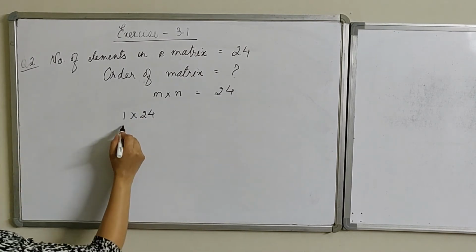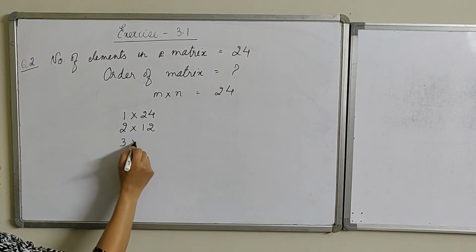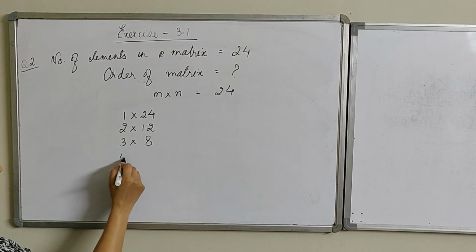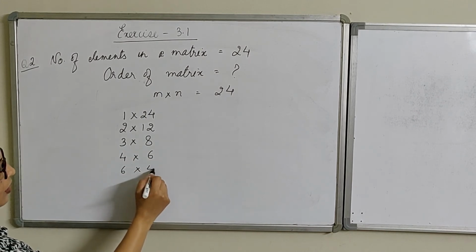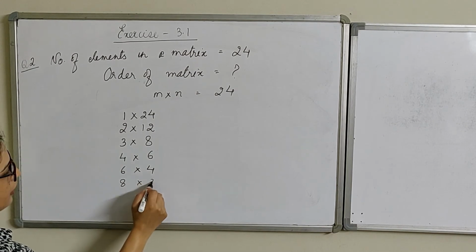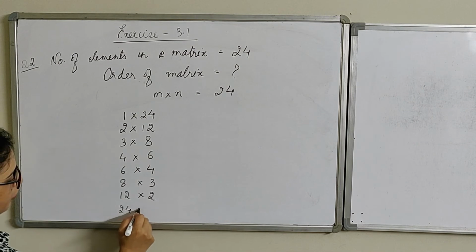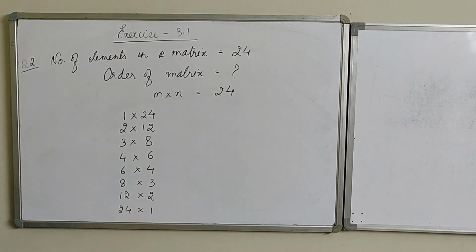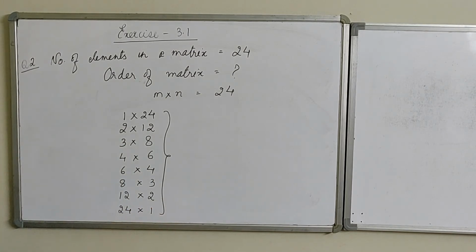The number of elements, it can be 2 and 12, 3 rows and 8 columns, 4 rows and 6 columns, 6 rows and 4 columns, and likewise we have these many options available for expressing a matrix which has got 24 elements. You can see here the product in each of these cases is 24. So this is how the order of this particular matrix can be defined in 8 different ways.